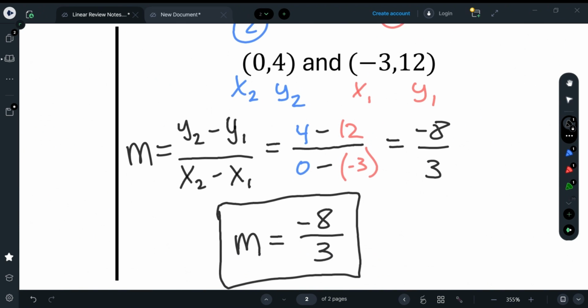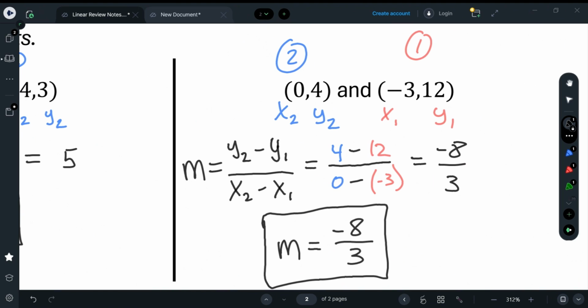All right, and then here is the third one. And you know what I did? Just for funsies, I switched up my points. So this point here, I called point 2, and I labeled it x2, y2. This one here, I called point 1, and I labeled it x1 and y1. Again, it doesn't matter which point you call number 1 and which point you call number 2. The formula will still give you the same answer either way. So maybe you did it the other way, but hopefully you still got the same answer.